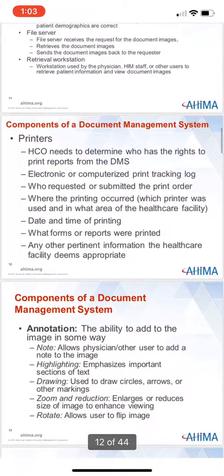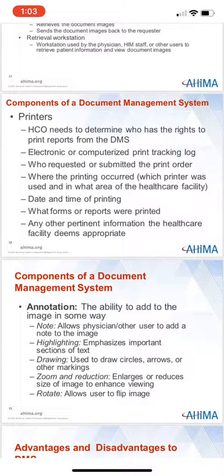Alright, so let's move on to printers on page 129. The healthcare facility will need to determine who has the rights to print reports from the document management system. The size of the printer will be based on the volume of printing performed by that area. For example, in the typical HIM department, a high-quality, high-speed laser printer is needed in order to print large volumes of information. The print server controls the location where documents are printed and controls the work queue, or order in which a document prints.